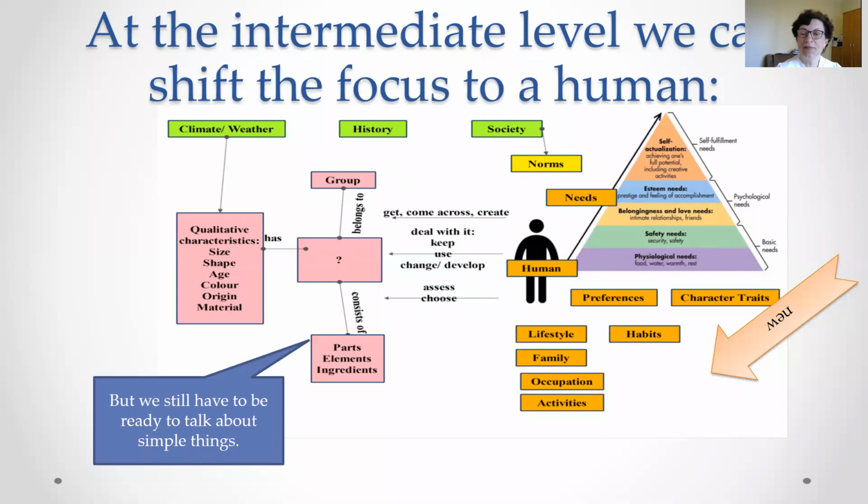Then at the intermediate level, we can already shift our focus to the human and talk about human needs, like what the human need is. If my need is a need for belonging, then probably I will choose hobbies that are connected with teamwork or group work. But still it is good to sometimes refresh or revisit this part.